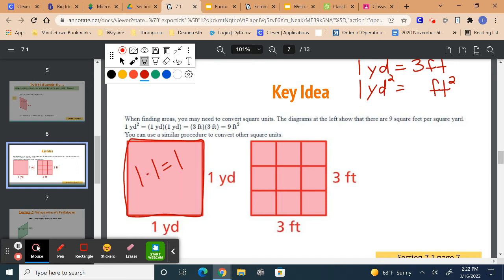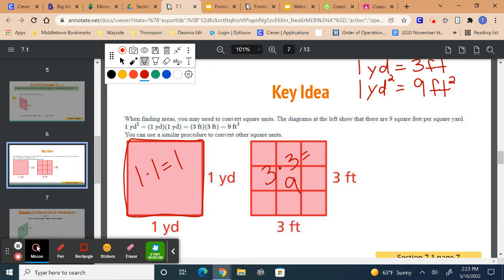Okay. So now we have to do 3 feet by 3 feet. So what is it in feet squared? What's the area? Lexi. 9. Right, 9 feet squared. Because you're going to do 3 times 3, which gives me 9. So this is going to be 9 feet squared. Okay? Does everyone see what I did?